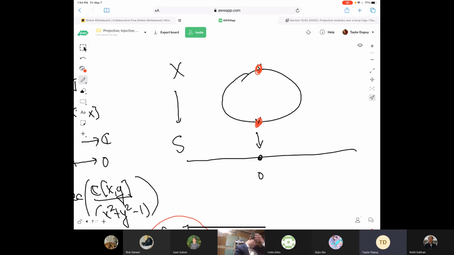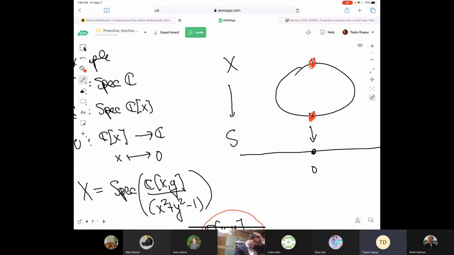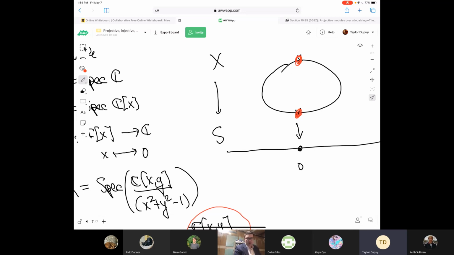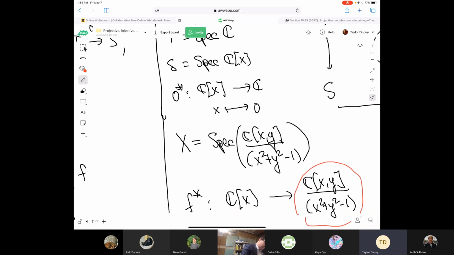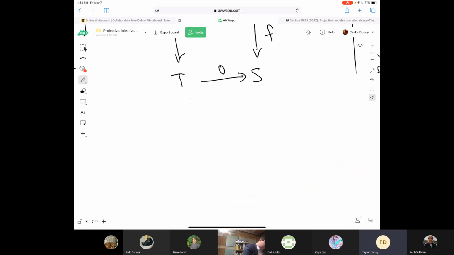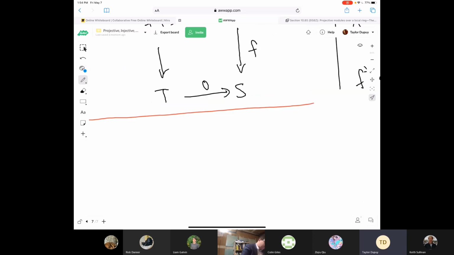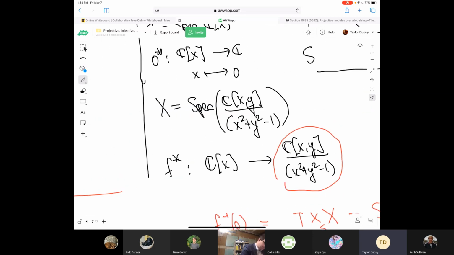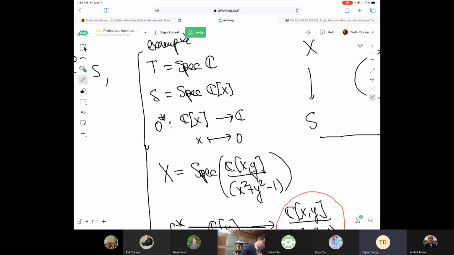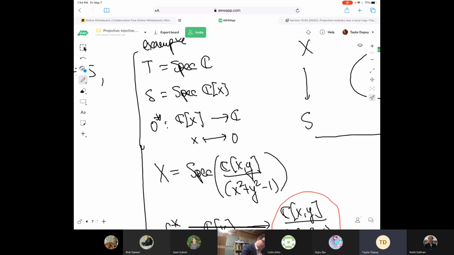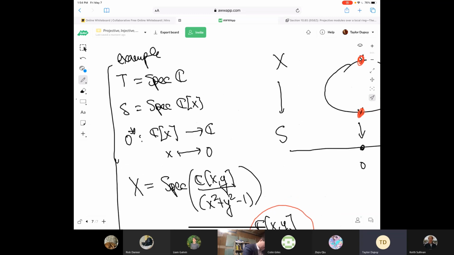It's also cool because now you have a geometric way to think about this. Suppose you have a family over the integers, so you have some equation. Okay, let's do another example here. Suppose we replace C of x everywhere with Z.